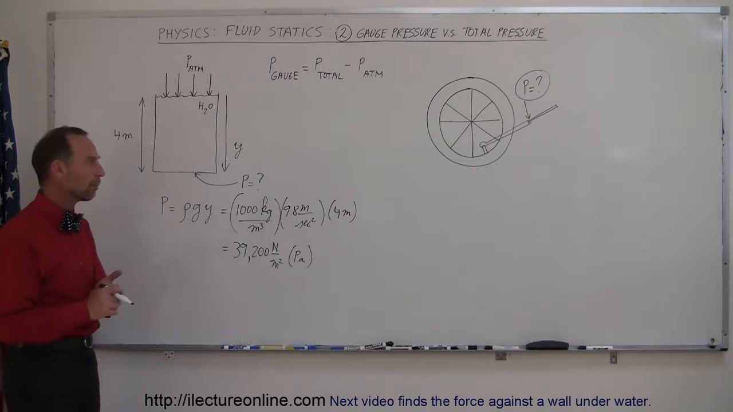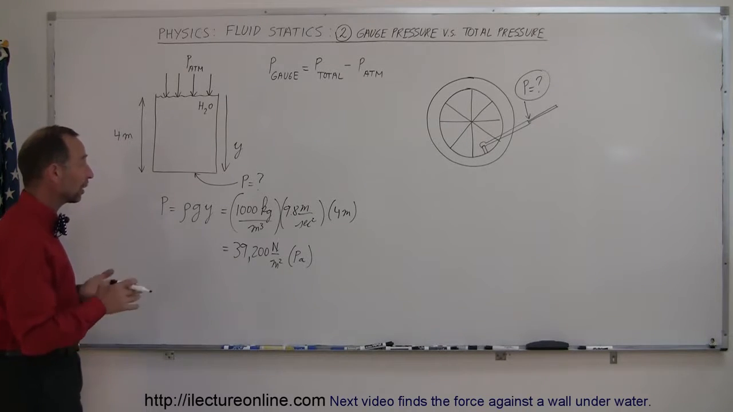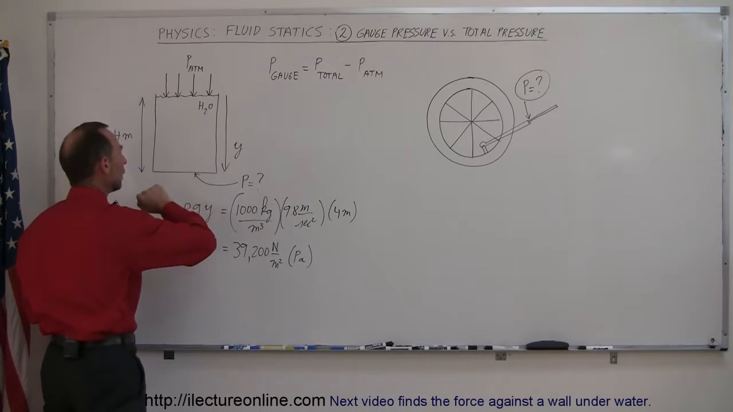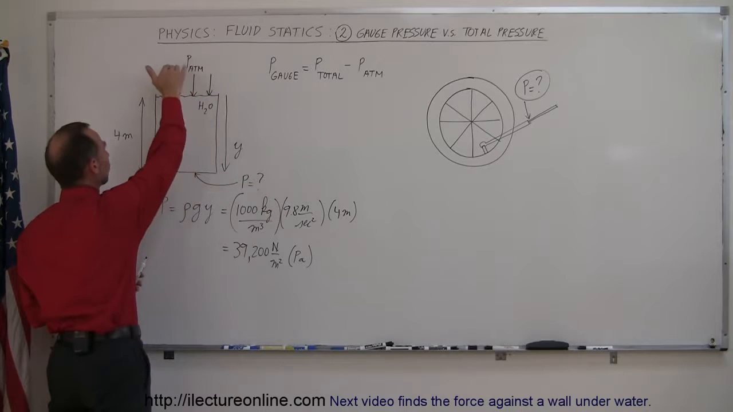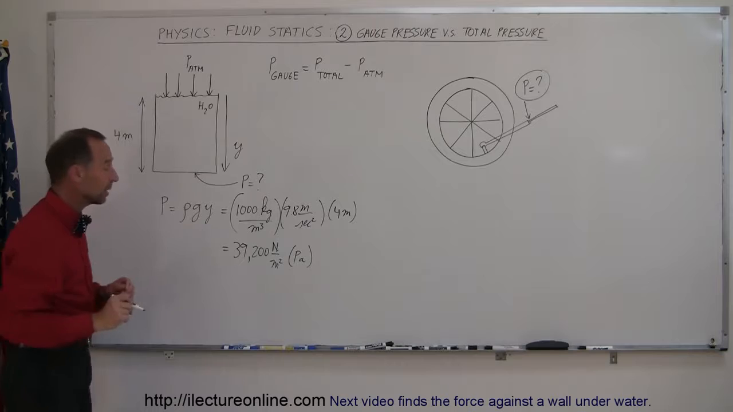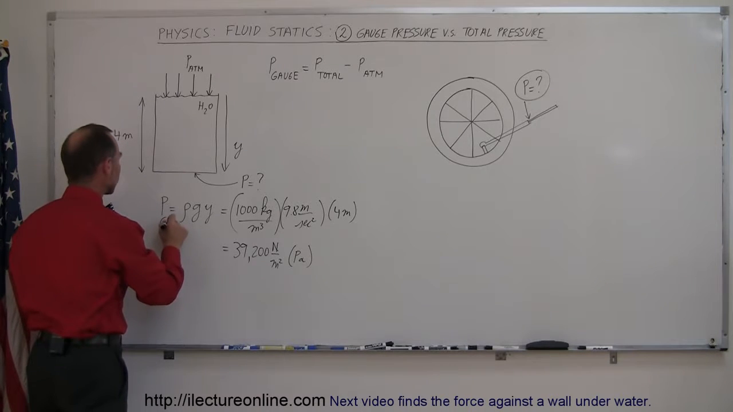But what did we find? Did we find gauge pressure? Did we find total pressure? Well, we only accounted for the pressure caused by the weight of the water. We did not account for the additional pressure caused by the atmosphere pushing down on the water. So in essence, what we found here was the gauge pressure.